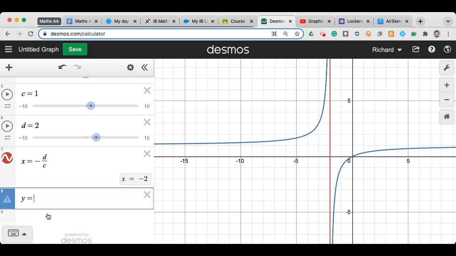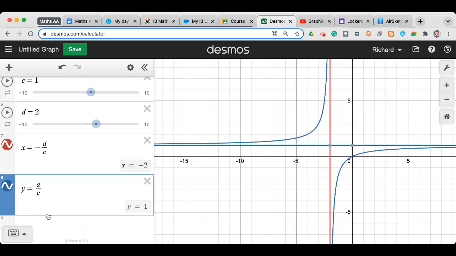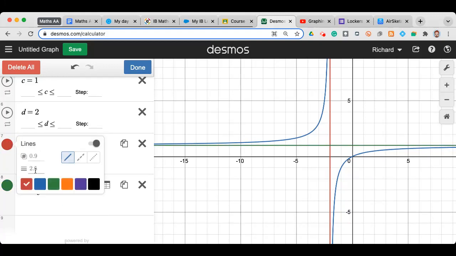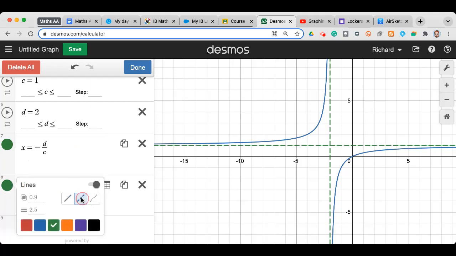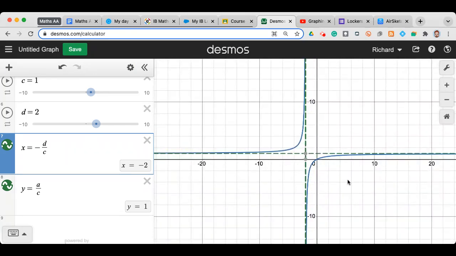So y equals a over c. And I'll just quickly edit that to be the same colour. There you go. There's lots of interesting functions that exist for sure. I'll zoom out a bit. So there you go, the asymptotes are therefore created.